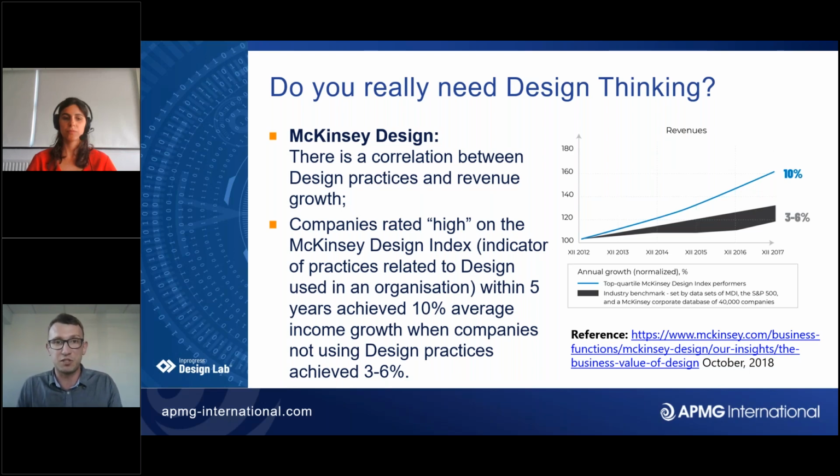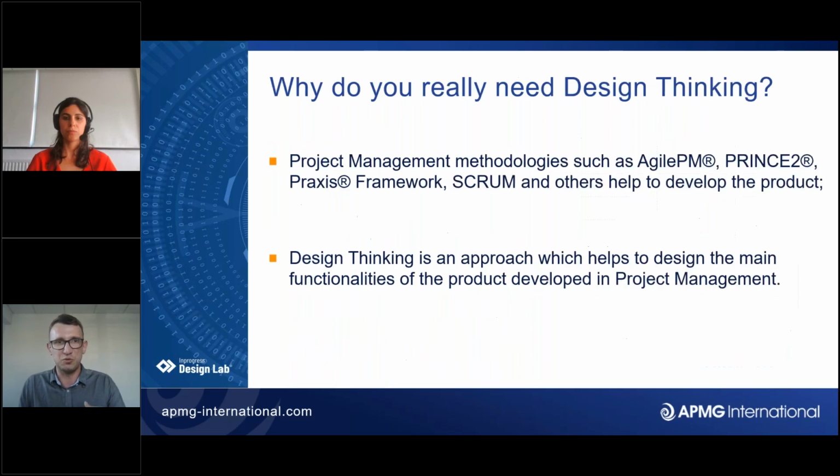So this is a very important statistic. Well then, if there is a question, do you really need design thinking? The answer is yours. However, I choose to use design thinking over not doing that because statistics do their thing.